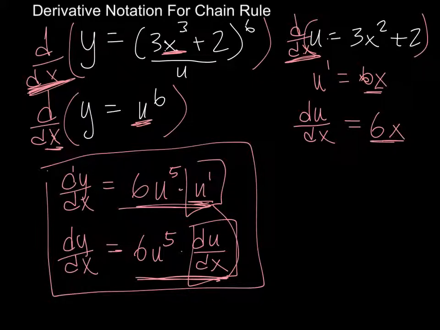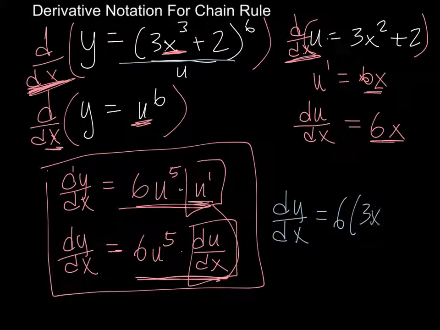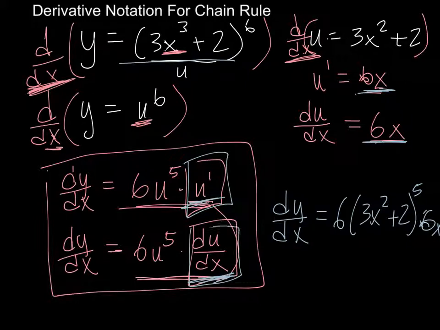So if I wanted to write the entire derivative of this entire function, I would say dy dx is equal to 6 times the quantity 3x squared plus 2, all raised to the 5th power, but then we have to multiply by u prime, which is 6x. Or we could multiply by du dx, which is the same thing, 6x. So I'm going to multiply that by 6x. I hope you can see the relationship between this and this, where I'm using this in the chain rule.